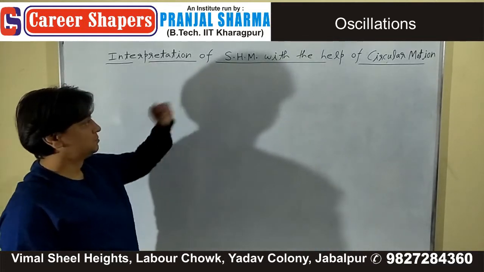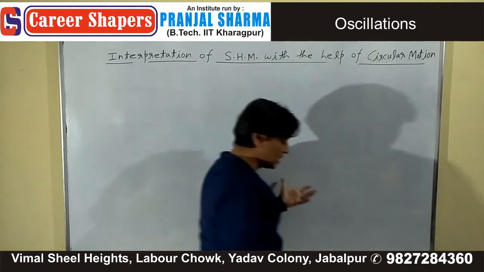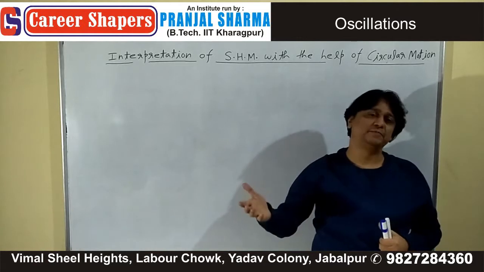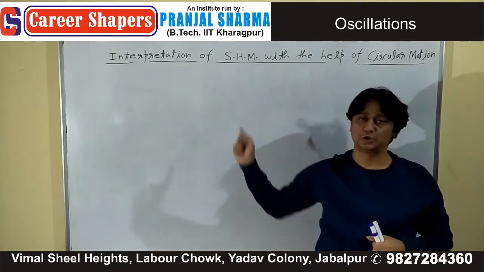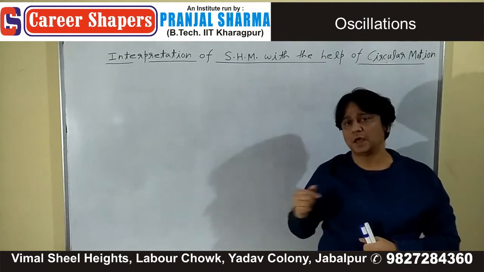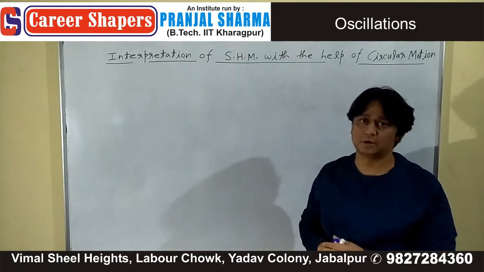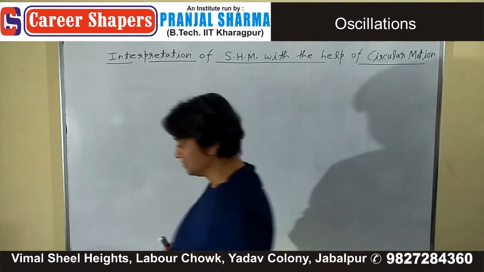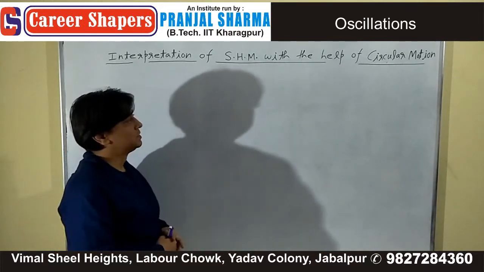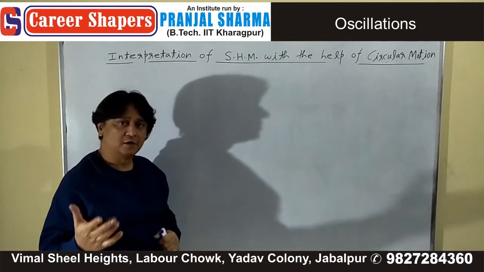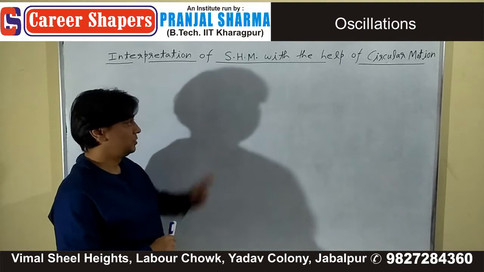Interpretation of simple harmonic motion with the help of circular motion. It seems as if circular motion is a different thing, a two-dimensional motion, and simple harmonic motion is a one-dimensional motion. But we can relate simple harmonic motion with circular motion and understand it properly. And how do we do that?